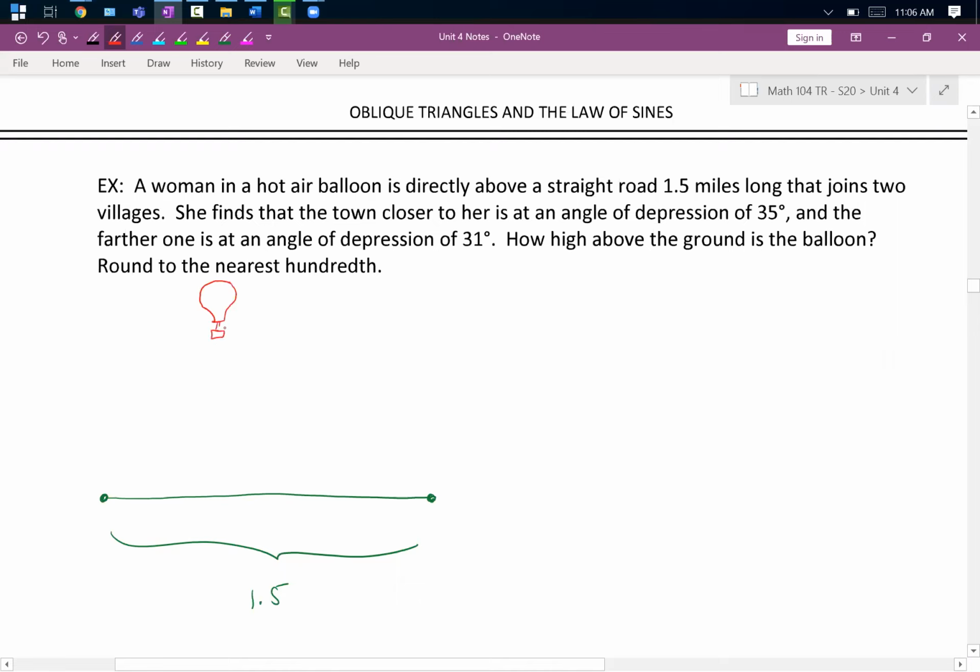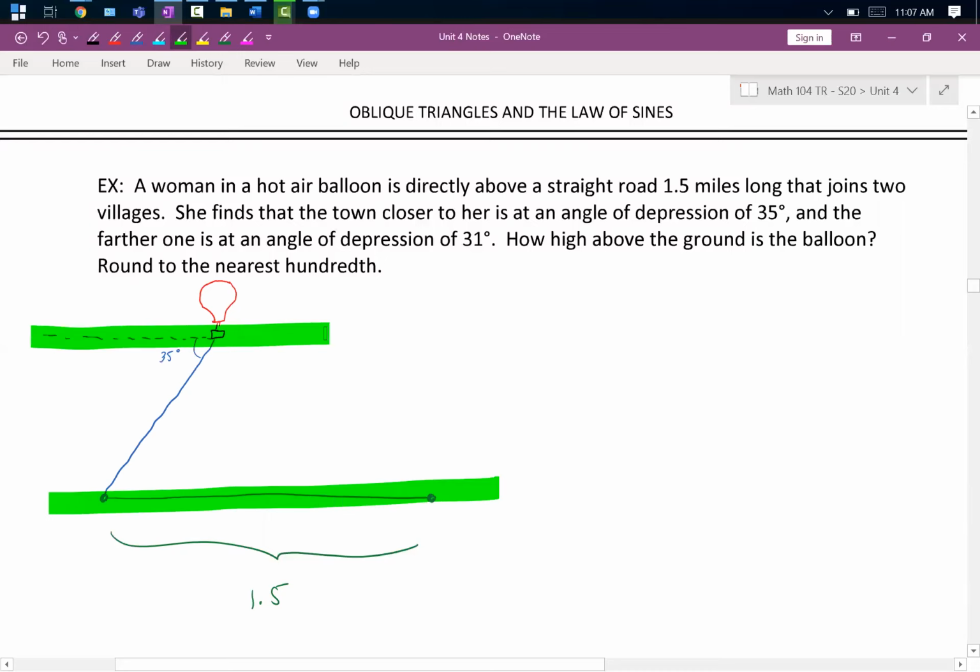All right. The town that she is closer to, so this one here, her angle of depression is 35. So remember, angle of depression, if you're looking straight, it's the amount that you're looking down. So this is 35 degrees, but because the ground is flat and this is perfectly horizontal, we have 2 parallel lines cut by this blue transversal, and alternate interior angles are congruent, so that makes this angle down here 35 as well.